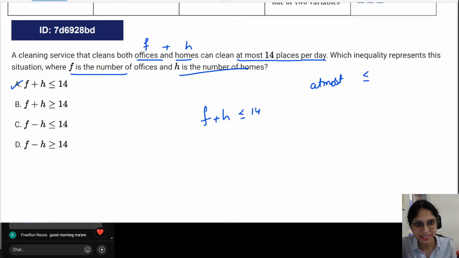Just give me a second. So now before starting with medium, I'll be right back. Yeah.